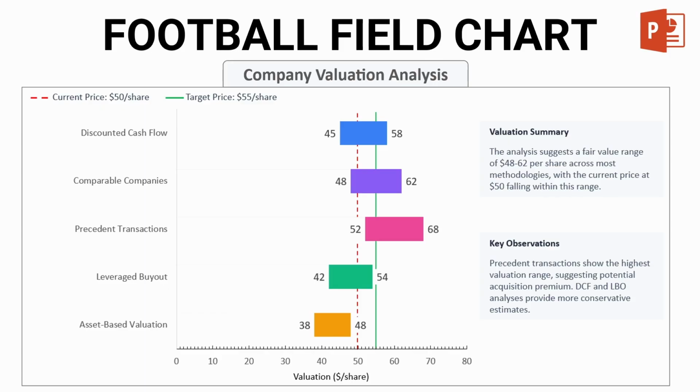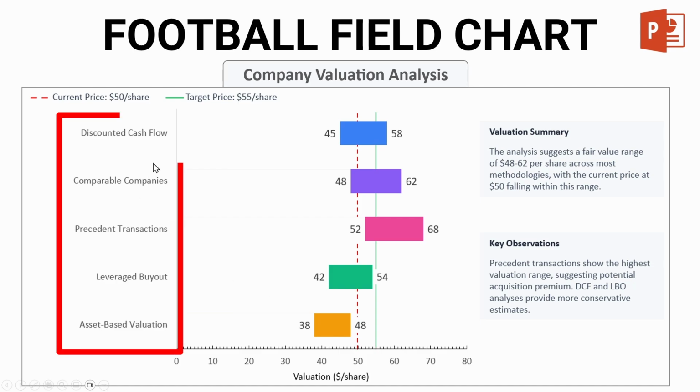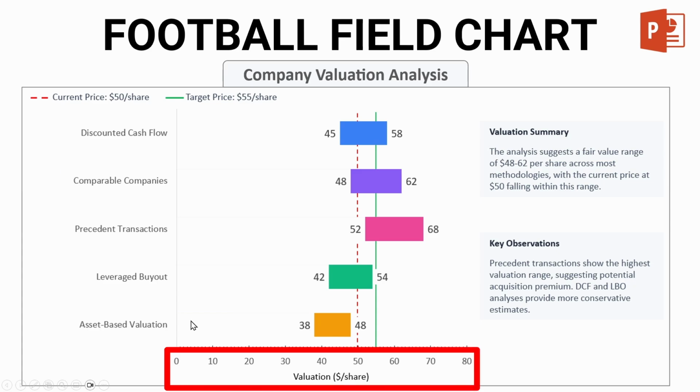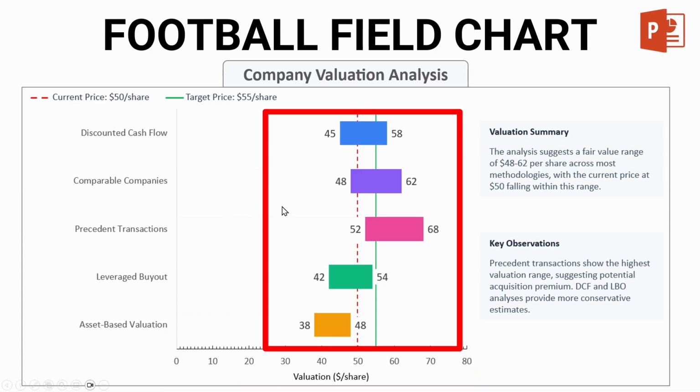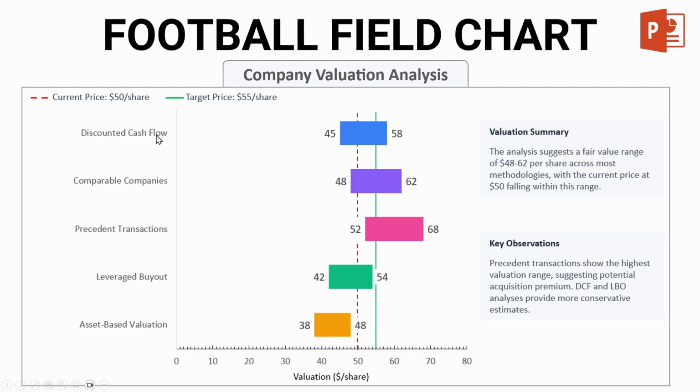yard markers. A typical structure of a football field chart consists of y-axis, which has different valuation methods. X-axis shows the valuation range. Each horizontal bar spans from the low to high estimate for that particular method. So for example, here for discounted cash flow, the minimum is 45, maximum is 58, giving us the difference, which is $13. A football field chart also has reference lines, which are these two vertical lines in this case.